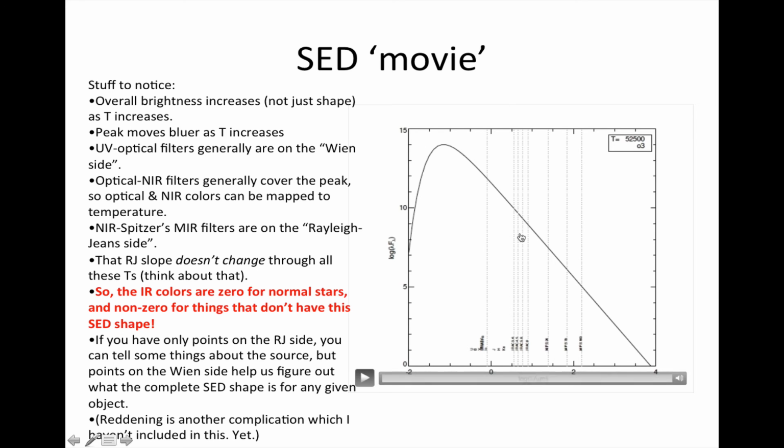But in the infrared, it's not changing. So when we find infrared colors, the ratio of infrared fluxes, to be not 0 for a star, we know that something interesting is going on.